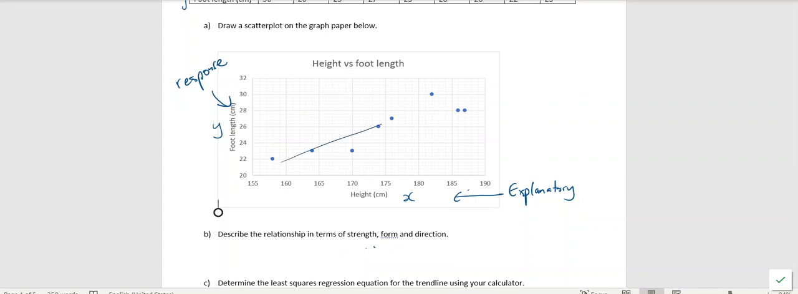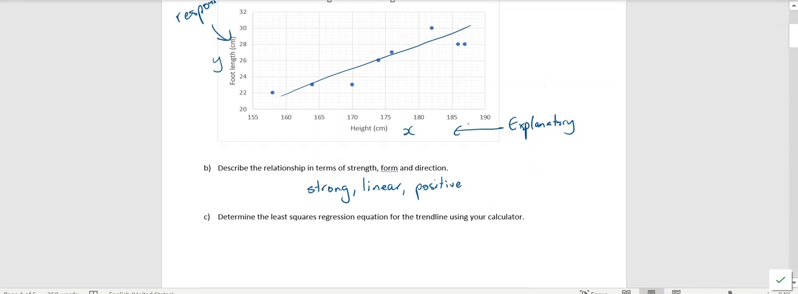Just having a look here, if we roughly put in a trend line, I'll probably say it's a fairly strong relationship. It could be moderate. We'll have a look at that a little bit later on. Form is linear, and it's a positive relationship because it's going up as we go from left to right. As one gets bigger, the other one gets bigger.